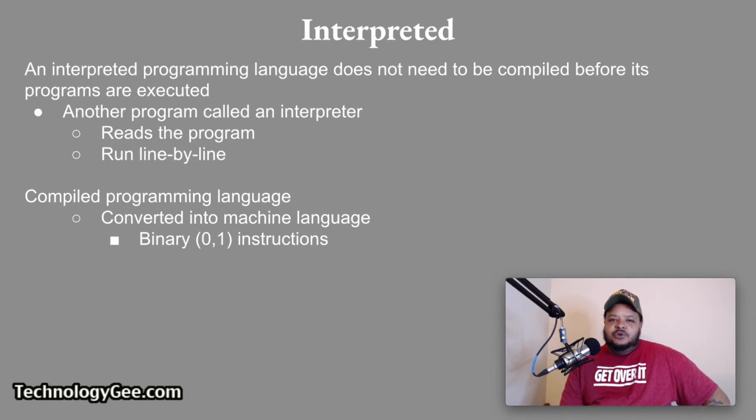Interpreted. So in computer programming, an interpreted programming language does not need to be compiled before its programs are executed. Instead, another program called an interpreter reads the program and executes it on the fly, meaning it runs line by line. This contrasts with the compiled program, which is converted into machine language, the binary or the zeros and ones instructions used by the CPU before it can run.